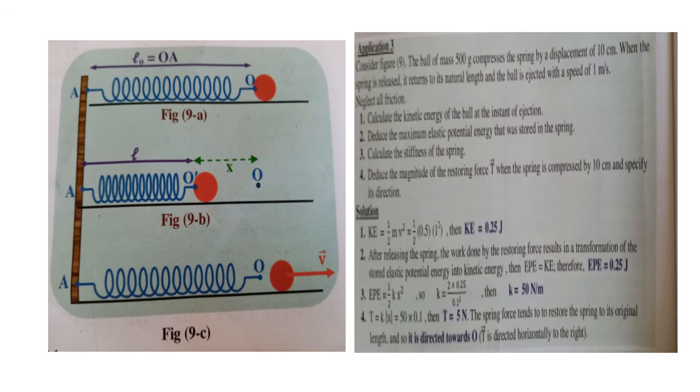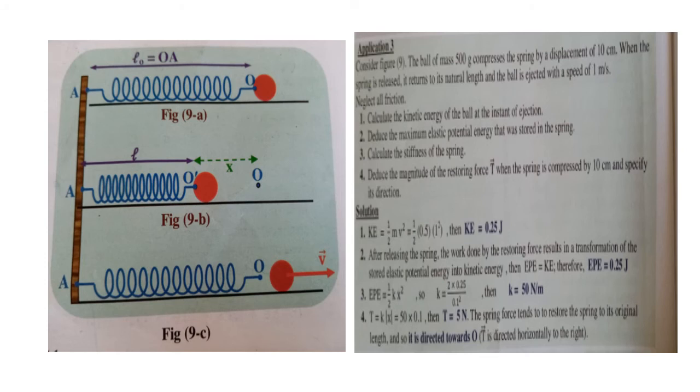Neglect all friction. In part 1, you are asked to calculate the kinetic energy of the ball at the instant of ejection. This is a direct application of the formula of the kinetic energy, equals 1 over 2 mv square, where m equals 0.5 kilograms and v is 1 meter per second. So the kinetic energy of the ball at the instant of ejection is 0.25 joules.